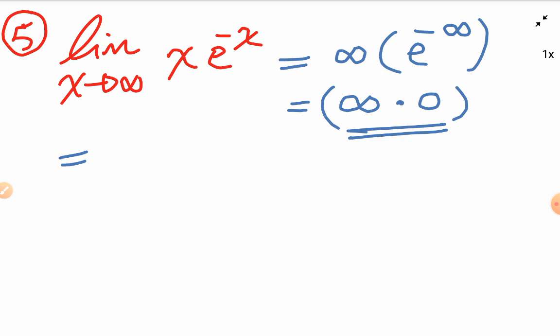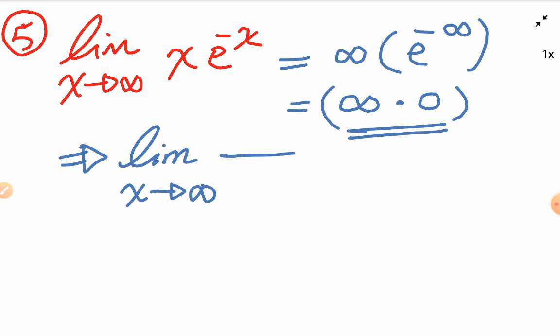And the strategy here, guys, is to use L'Hopital's rule. To rewrite first this product as a quotient and then use L'Hopital's rule. Yes, this is the trick in this question. So before we use L'Hopital's rule, we change the form. Rewrite this expression as x over e to the power of x.